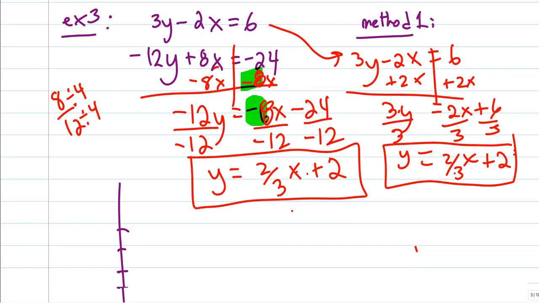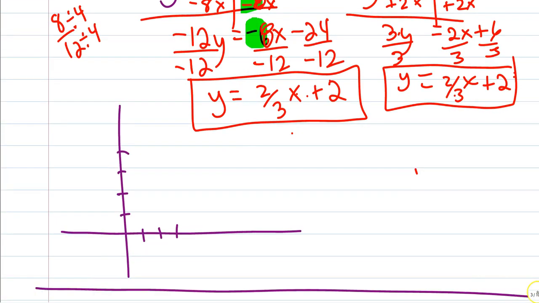Some of you already noticed something. Just be patient. I want you to see what happens when we graph these. The first one, just to keep life interesting, I'll graph in red. That will have a y-intercept of 2 and a slope of up 2 over 3. If I wanted to go backwards, I could go down 2 and back 3. And there is our first line.